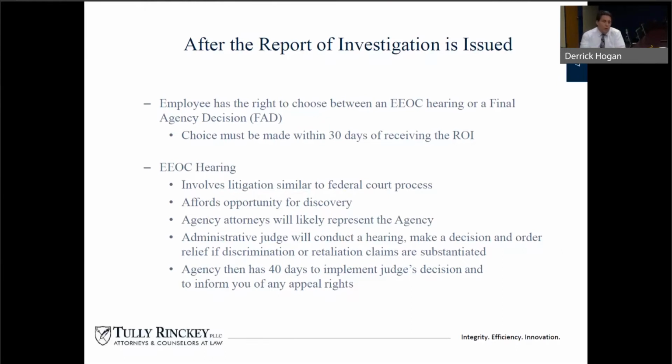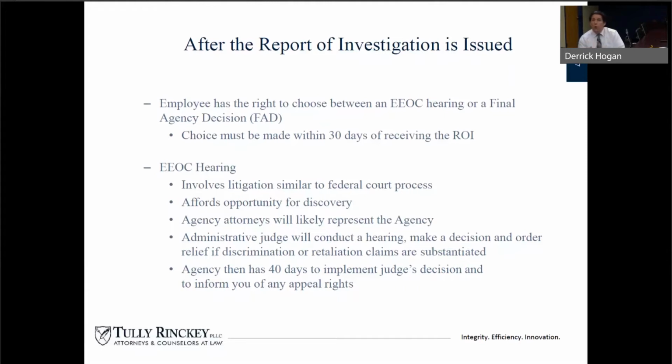So what do we do when we receive the report of investigation? Well, you have two avenues. One is to elect an EEOC hearing, and we can get into that. And the other is to elect a final agency decision, or what we call a FAD, F-A-D. So let's talk about both of those. Number one, with the final agency decision, you have to notify the agency within 30 days of receiving the ROI if you want a final agency decision.